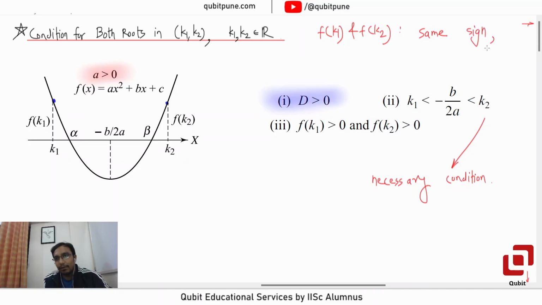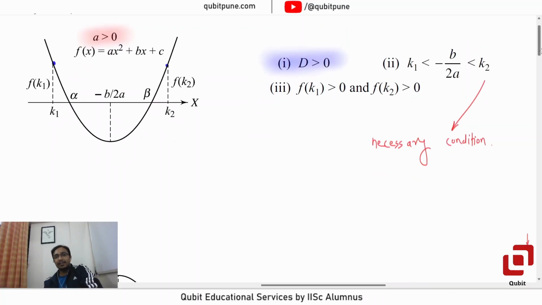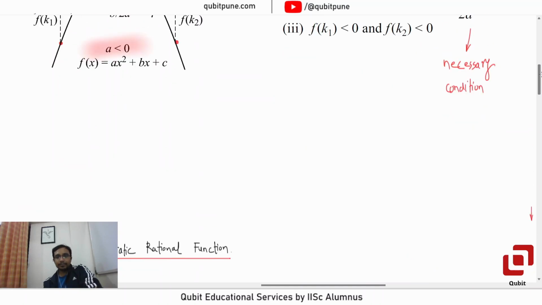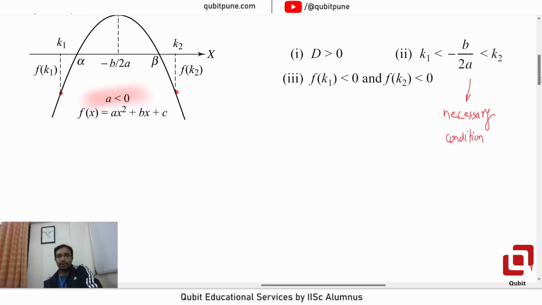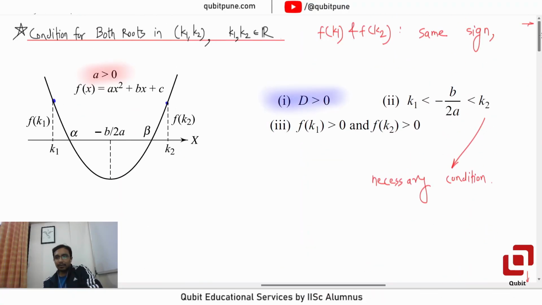And additionally, what? Additionally, d should be positive, that's there, and k1 less than negative b by 2 less than k2. Okay, that's the condition for both roots in the interval k1 k2. Is that clear? Yes, sir.